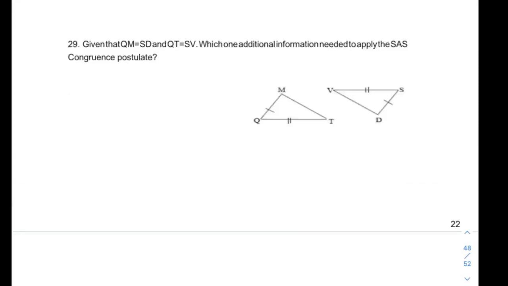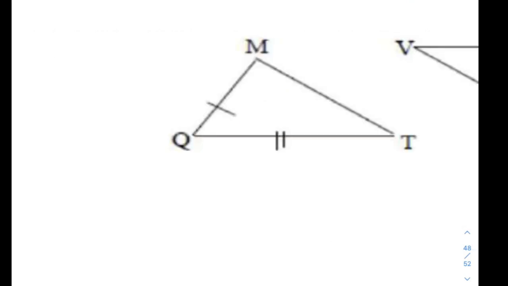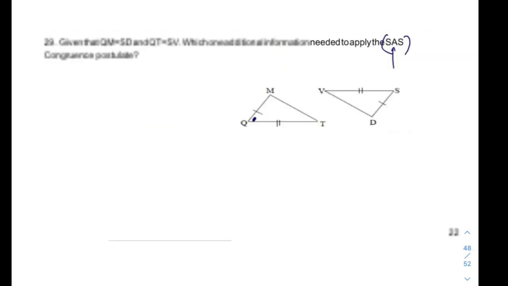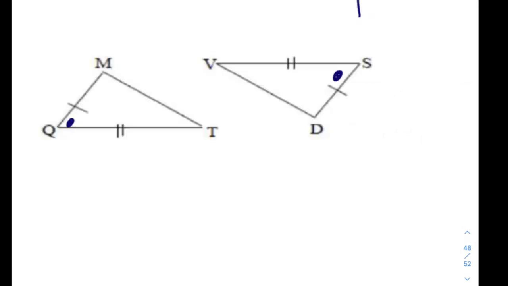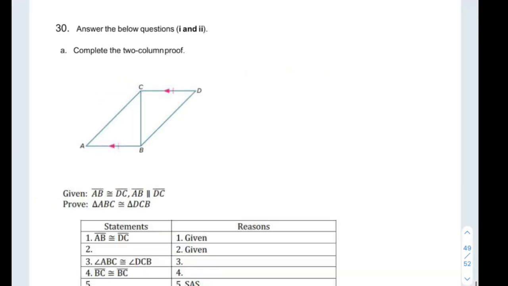Given QM is equal to SD, shown here, and QT is congruent to SV, shown here. Which additional information is needed to apply SAS? SAS means I need the angle between these two sides. That is, I need this angle to be congruent to this angle between the two given sides here. So simply you will write angle Q should be congruent to angle S. Very easy.